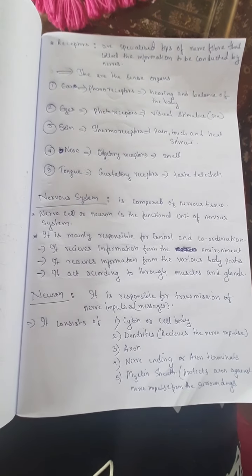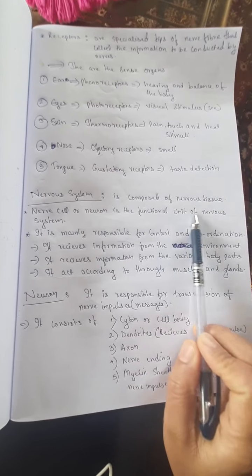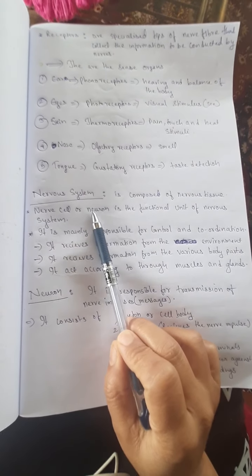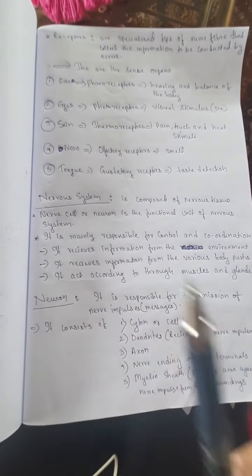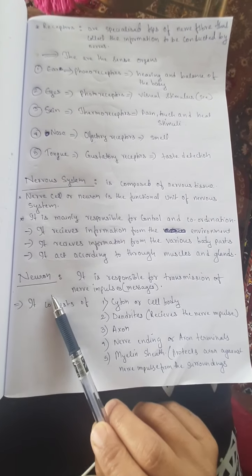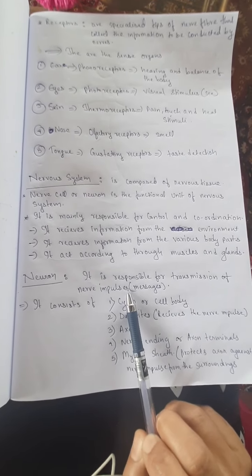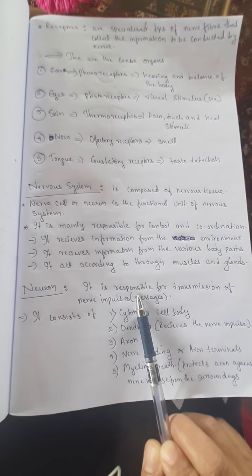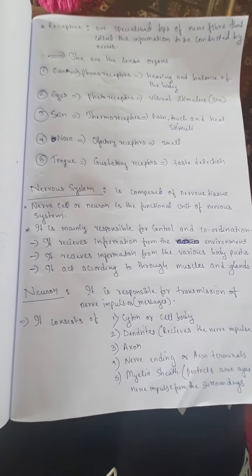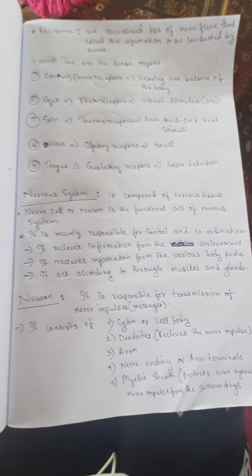And the smallest functional and structural unit of nervous tissue is called a neuron, or we can call it a nerve cell. And that neuron is responsible for transmission of nerve impulses, that is messages. This you have learnt in class 9. Now, let's learn about the structure of a neuron in detail.